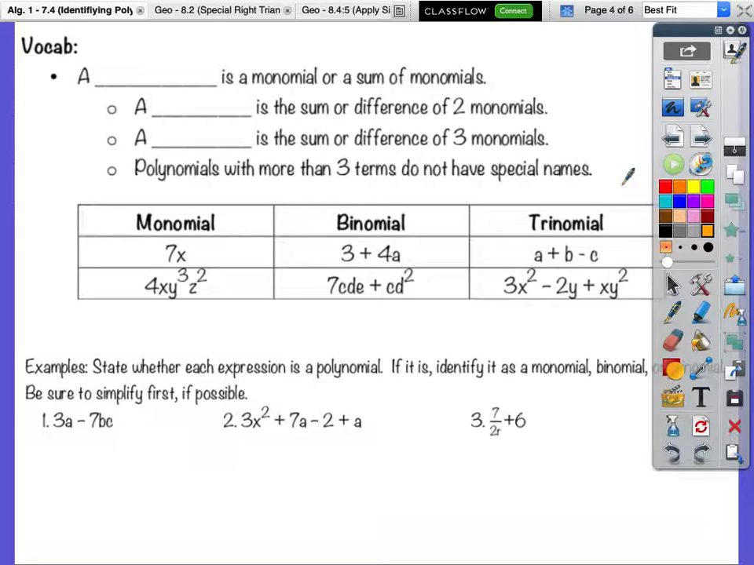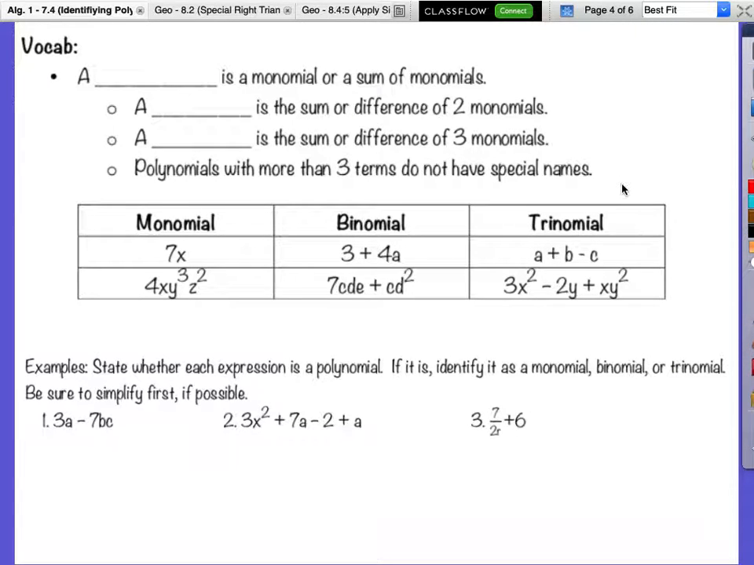Okay. So now we're going to learn about a polynomial. Does anyone know what the prefix poly means? Poly means many or multiple. Mono meant one, so monomial meant one term. Polynomial is going to be many terms, like monotheism, polytheism. A polynomial is a monomial or a sum of monomials.